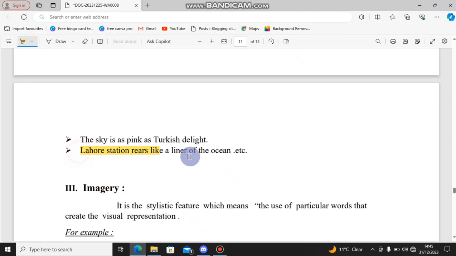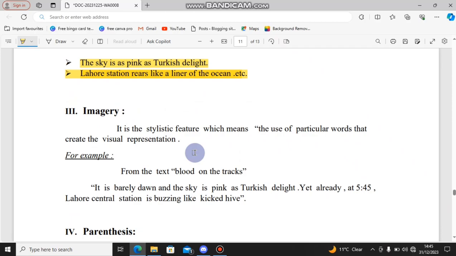Third one is imagery. It is a stylistic feature, which means the use of particular words that create a visual representation. So an example from Blood on the Tracks: it is barely dawn and the sky is pink as Turkish delight, yet already at 5:45 Lahore Central Station is buzzing like a kicked hive.